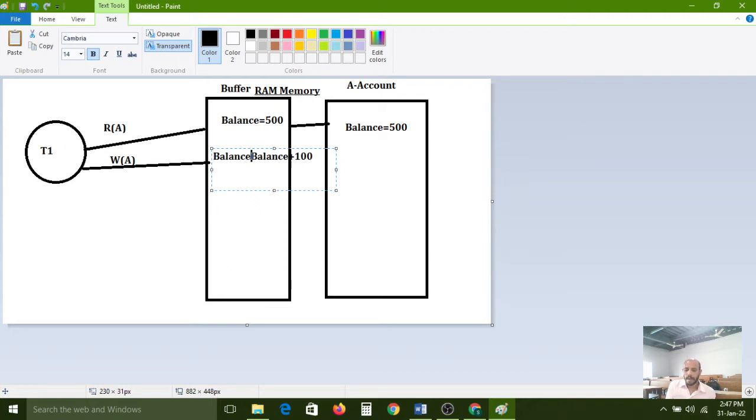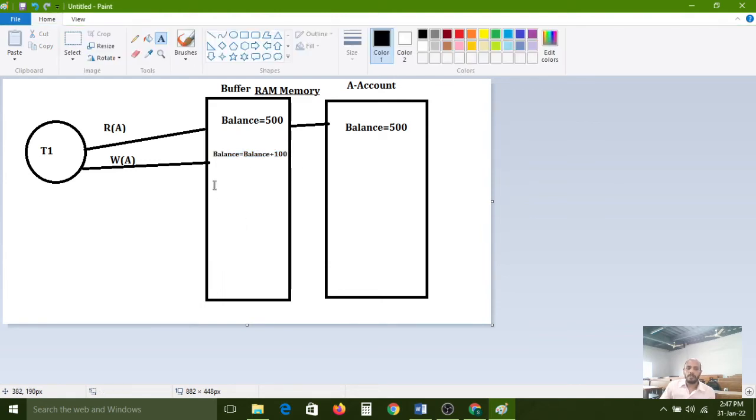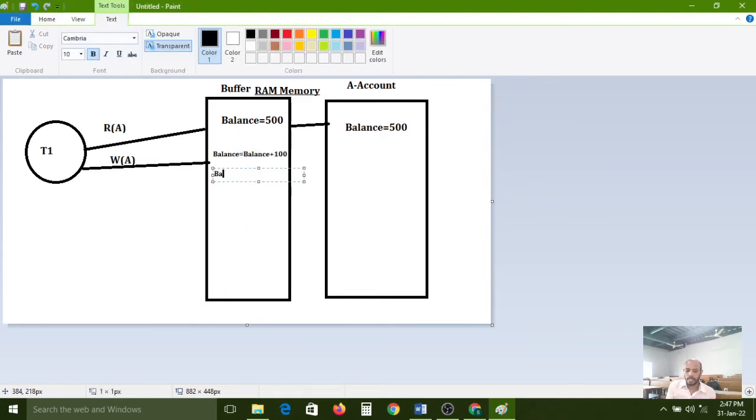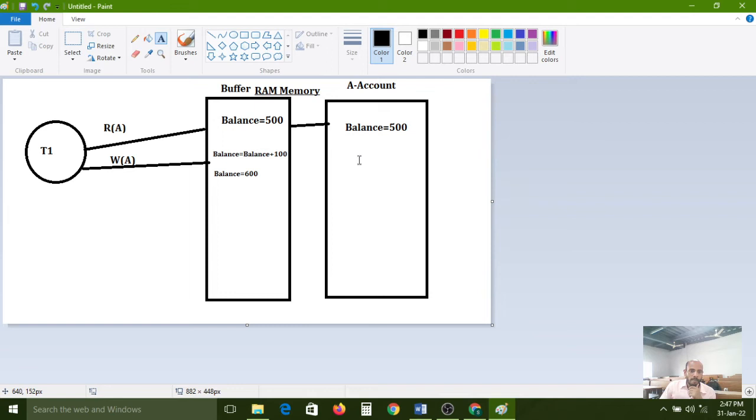Next, balance equals balance plus 100. Now the final balance is what? 600. Final balance is 600. Where is it stored? In the buffer memory, not in permanent memory, not in the permanent database. This is buffer memory. This is the final database, nothing but hard disk. So this write operation is an uncommitted write operation.